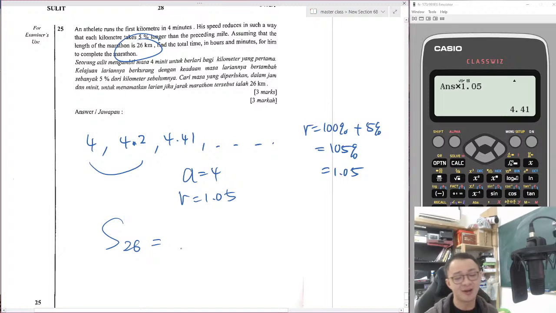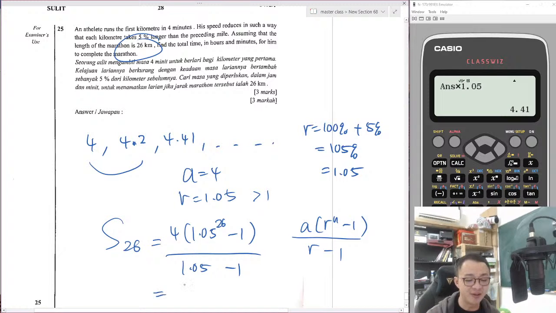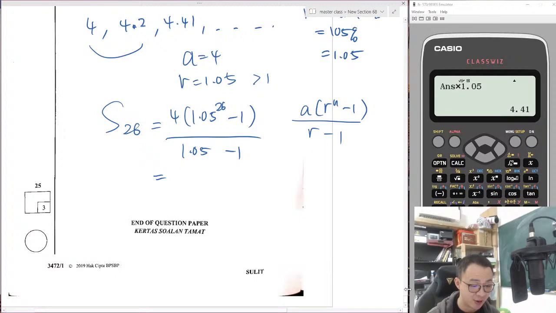Okay, this is a GP. So for the GP, they have 2 S_n formulas, but because my r is bigger than 1, I will use the formula where the bottom is r minus 1. So S_n equals a(r^n minus 1) over r minus 1. So I use this formula: 4(r^n minus 1) over r minus 1. The formula is given, but you have 2 formulas. You need to know which formula to choose here. Okay, then you just type everything in the calculator, right?